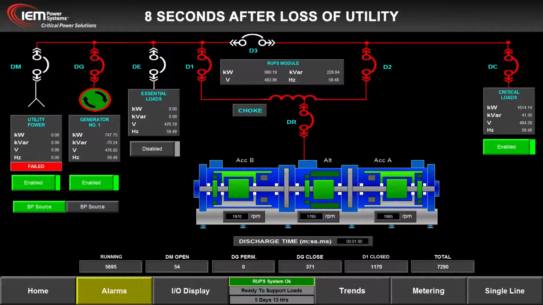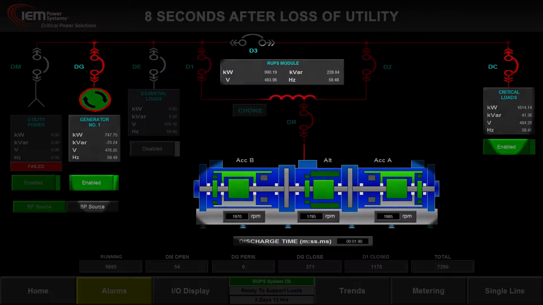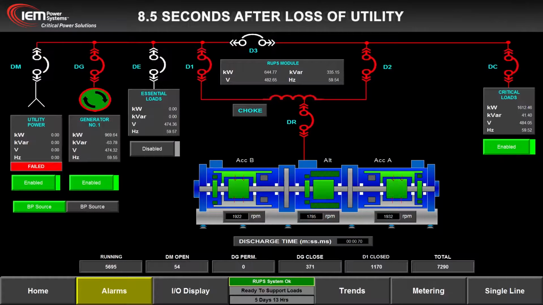8 seconds after loss of utility power. The generator is accepting more load. The generator continues to support the critical load with nearly 750 kilowatts. The Rotabloc is still contributing about 1000 kilowatts of power to the critical load. The Rotabloc is almost fully discharged at 1970 RPM. At 1800 RPM, it will reach parity with the alternator and stop discharging.